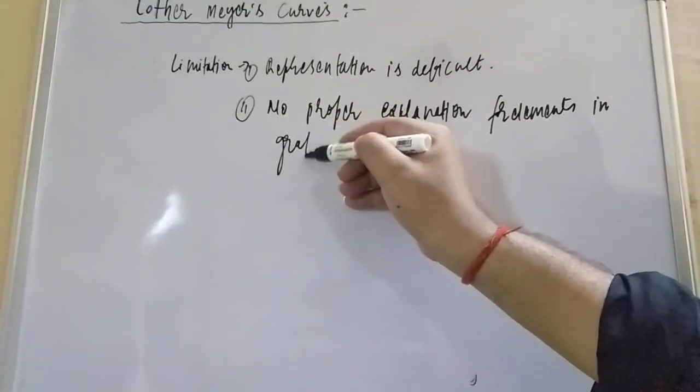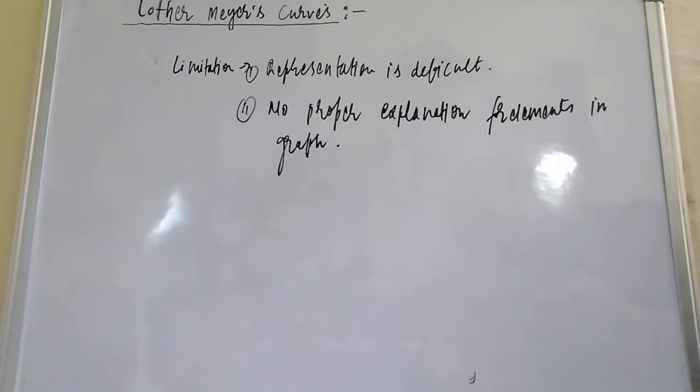They did not even represent the noble gases. That is why this periodic table failed. This is all about the Lothar-Meyer curve.